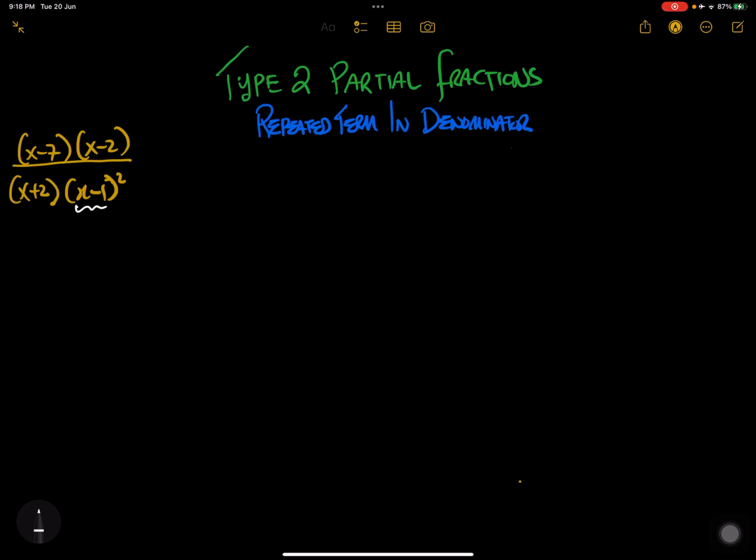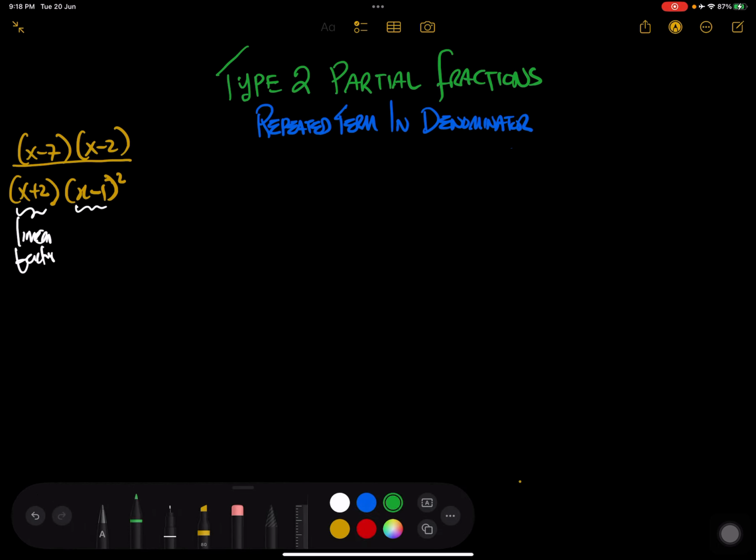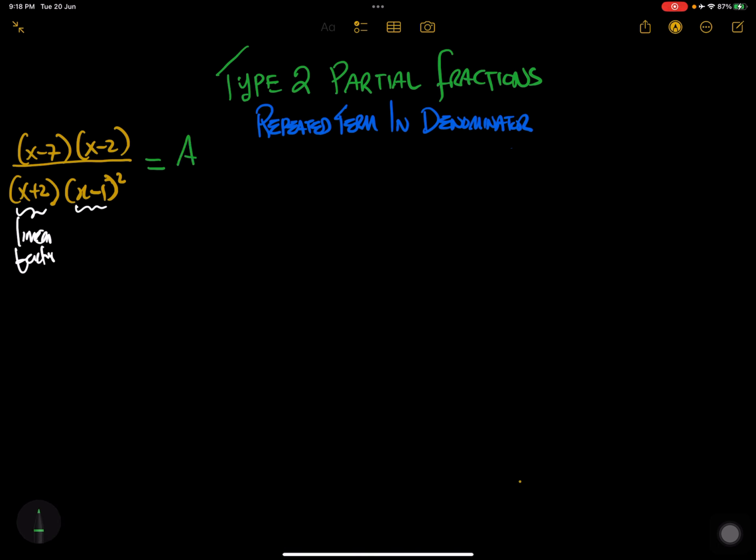So we are going to use the type 2 rule. We can also see that this one is the linear factor, and we said that anytime we see a linear factor, we are going to introduce a constant. So we introduce a constant to go with that linear factor. Then we also introduce another constant to go with the first factor in the linear term, which is x minus 1. And then the last constant will go with the entire repeated term.